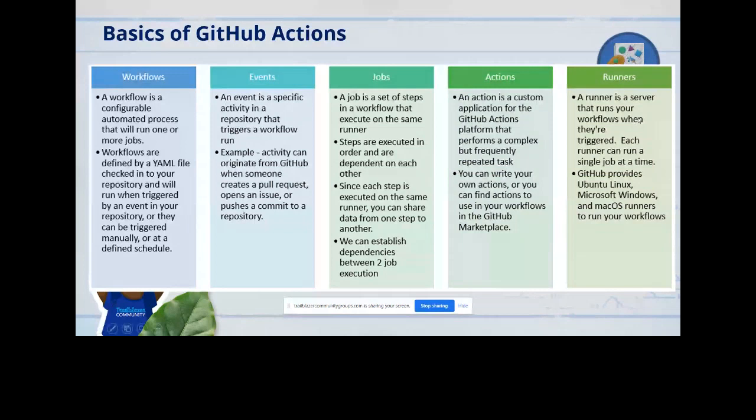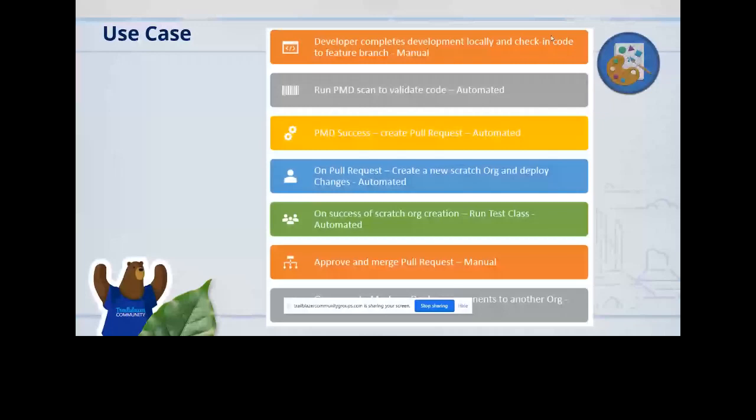Since we have seen the high-level components of GitHub Actions, let us see that in action. For that, this is the flow that I am trying to implement or demo. Our process is like this. A developer is doing development locally, and he is checking in his code to his own feature branch. So this is going to be a manual process. Once he is checking in his changes, at the backend, or in the DevOps process, we want to execute the PMD scan. And if the PMD scan is successful, we need to create a pull request. These two are automated actions when the developer is checking in his changes.